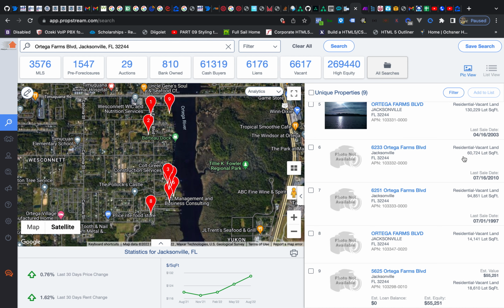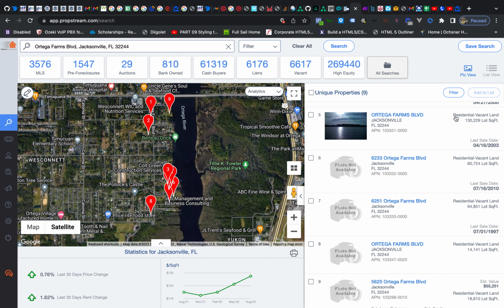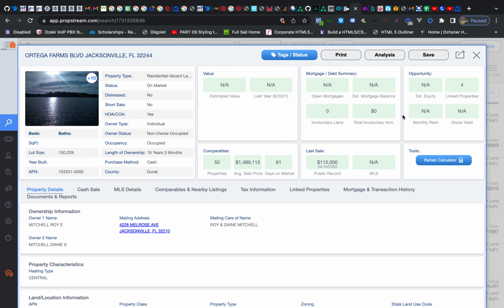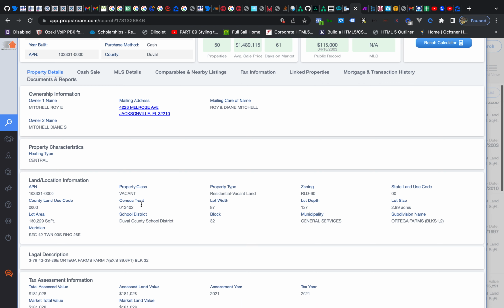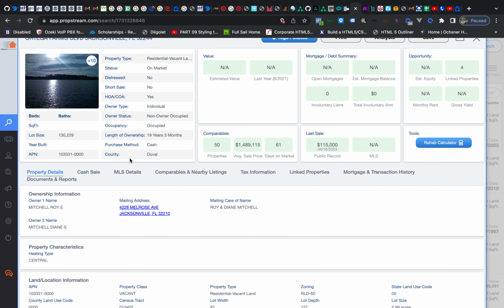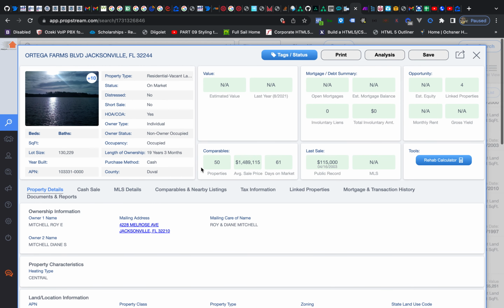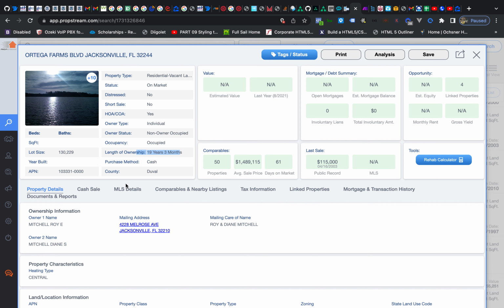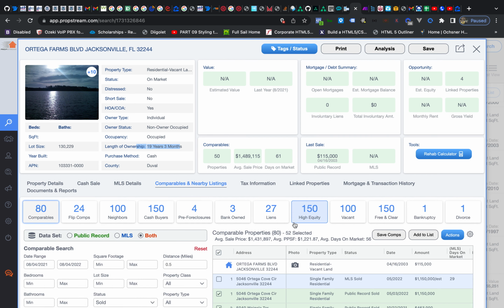But we'll go with the 138,000 square foot lot, which is close to 3 acres. And it's also by the water, just like his lot. So let's look at the history here. How much did they buy this one for? They owned this one for 19 years. It was cash bought. They don't have the information how much they bought it for. Let's look at the comparables.